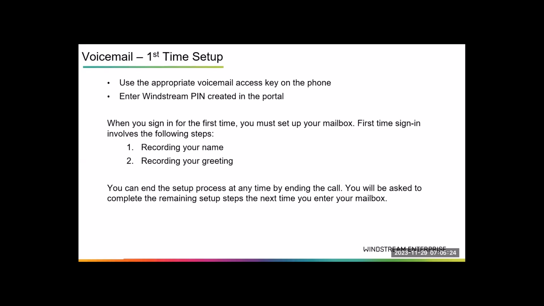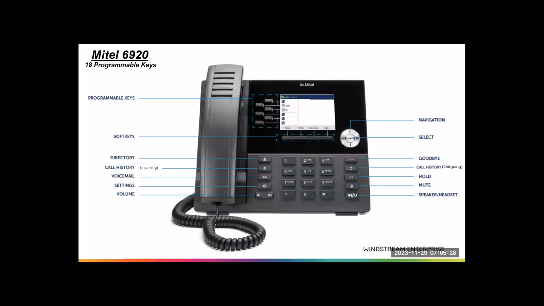Now, if there is a voicemail message, all you have to do is go to your phone. There is a voicemail indicator that will light up at the top right-hand side of the phone. And again, to check your messages, go to your phone, press the voicemail button, and then enter your PIN.